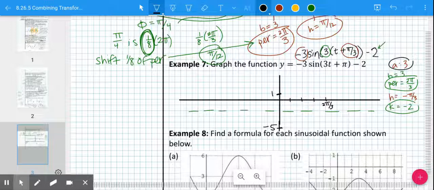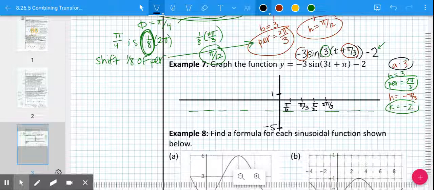Now, the second one is half of that. Half of 2 pi over 3 is 1 pi over 3. Well, the first tick mark then is half of that, so pi over 6. So this is like 1/6, 2/6, which is a third. The next one will be 3/6, which is a half, so it'll be pi over 2. And then 4/6 is 2 pi over 3.